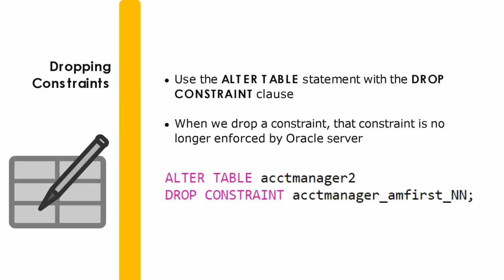If we no longer need the constraint, we can also drop it. The syntax for dropping a constraint is as follows. We have the alter table keyword, the name of the table, drop constraint, and the name of the constraint that we're going to drop.